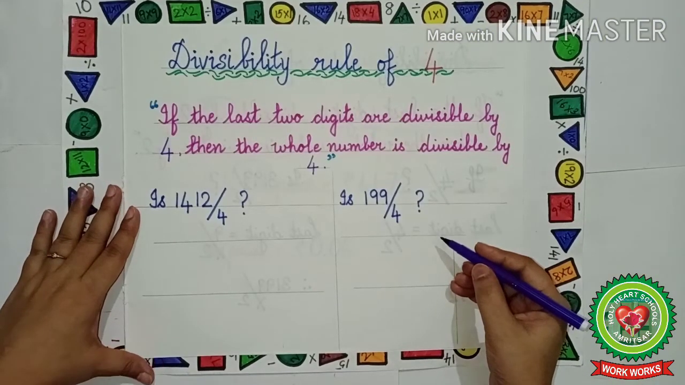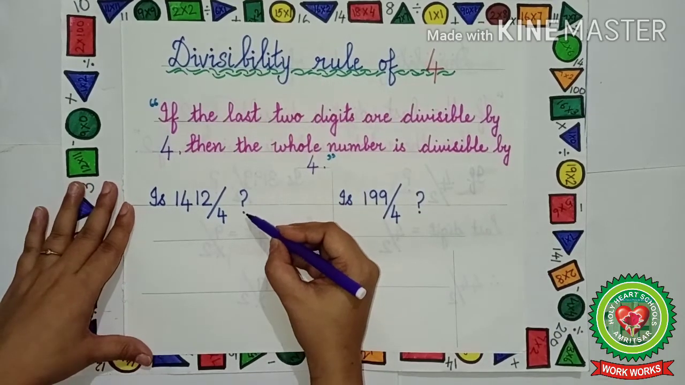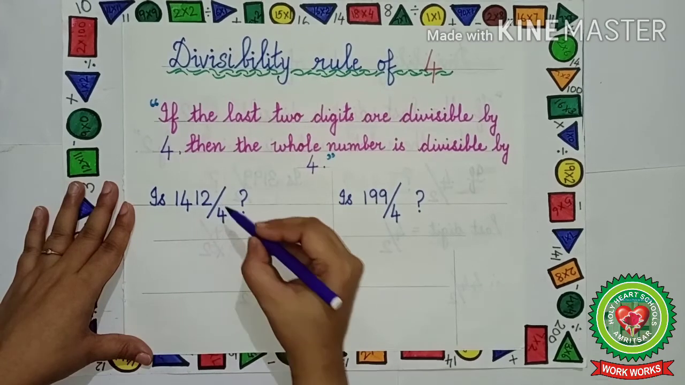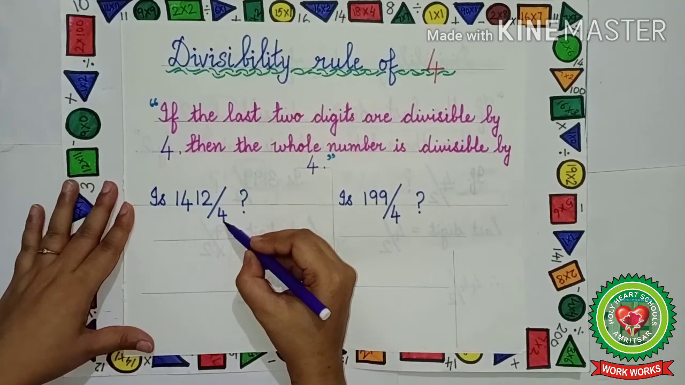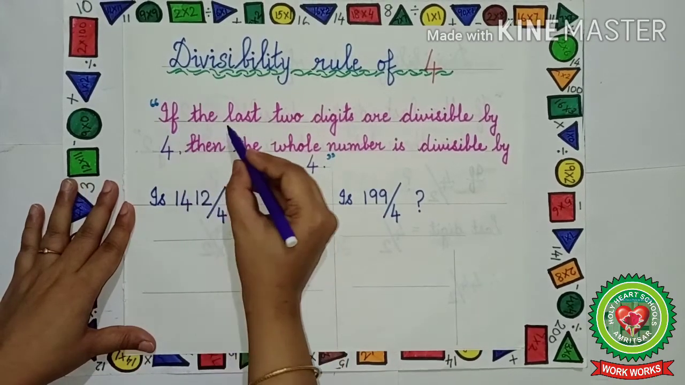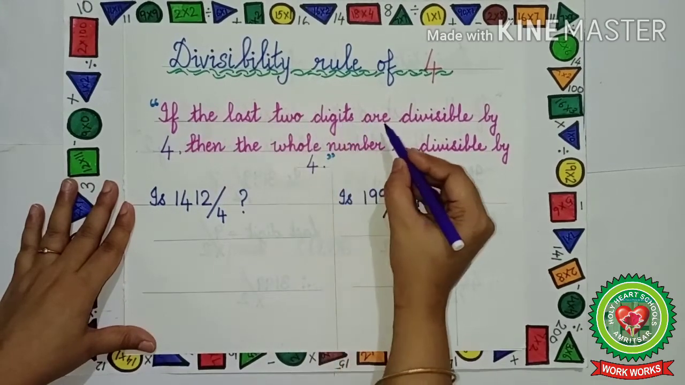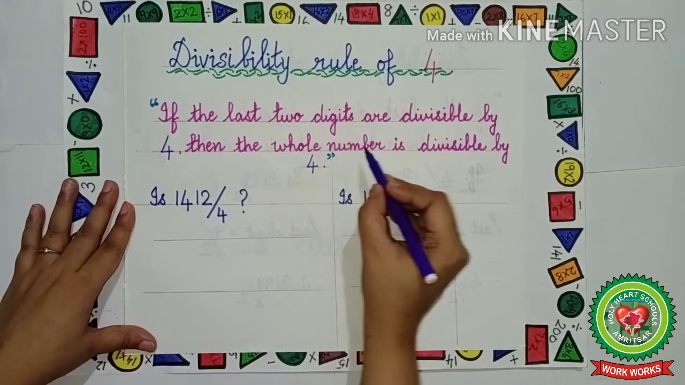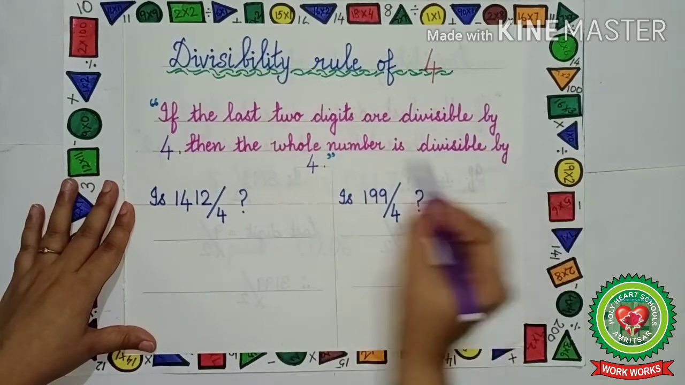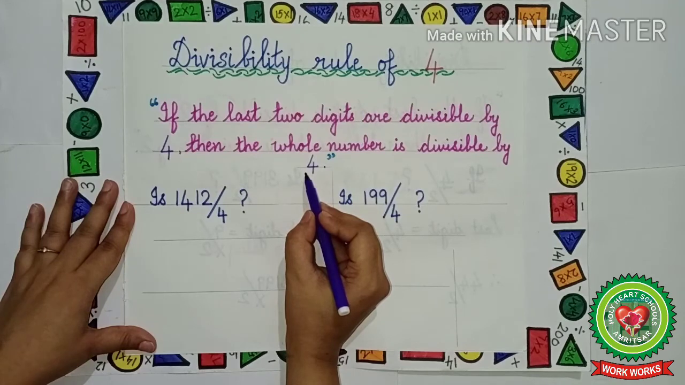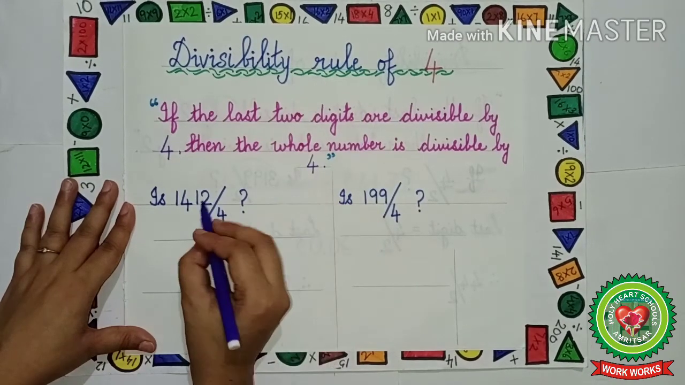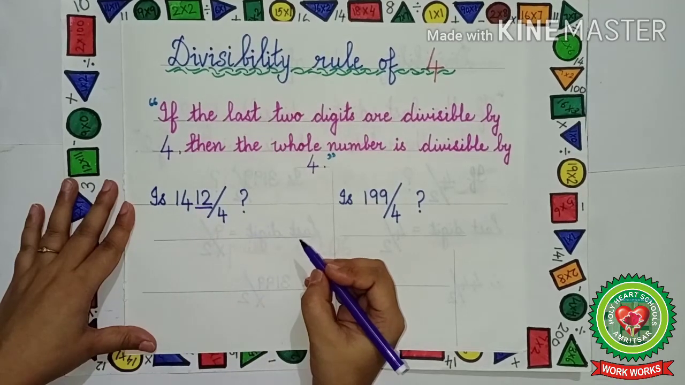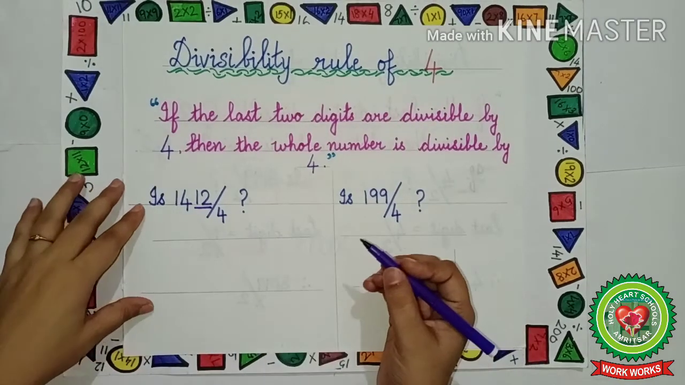Now let us solve some examples. Look at the first one. Is 1412 divisible by 4? Now what is the rule of 4? If the last two digits are divisible by 4, then the whole number is divisible by 4. So, which are the last two digits of the number? That is 1 and 2. That is 12 is the last two digits.